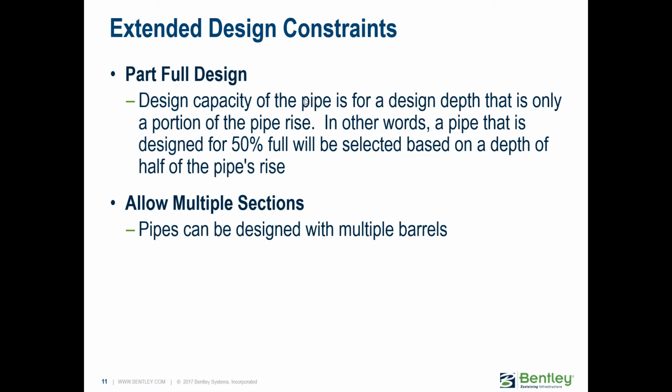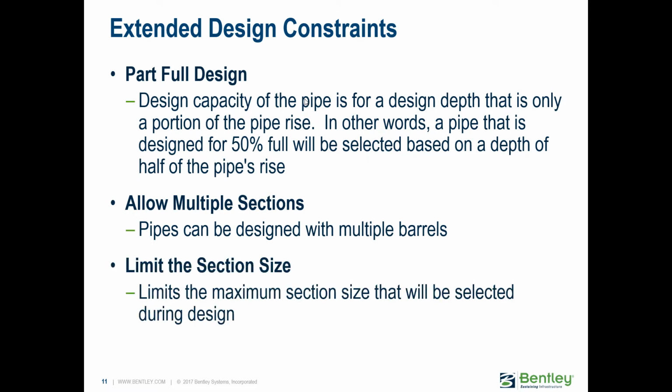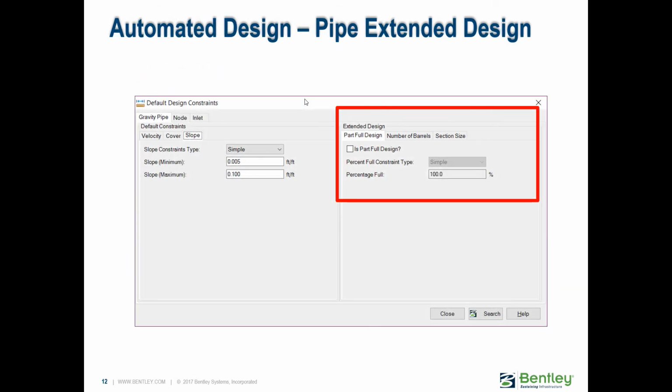The other tab is allow multiple sections. So you can have parallel pipes, so multiple barrels. And you can also say limit the section size. So never select anything bigger than X inches. So maybe you have a catalog that has a really large range of sizes, but here you can say, okay, even though in my catalog I have up to like 100 inches or so, I don't want you to look at anything bigger than 48 inches. Okay, so here's where we see that. If you want to consider something less than 100%, you check this box and you specify that there.